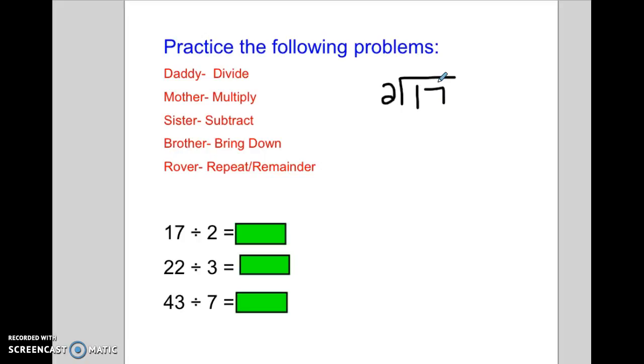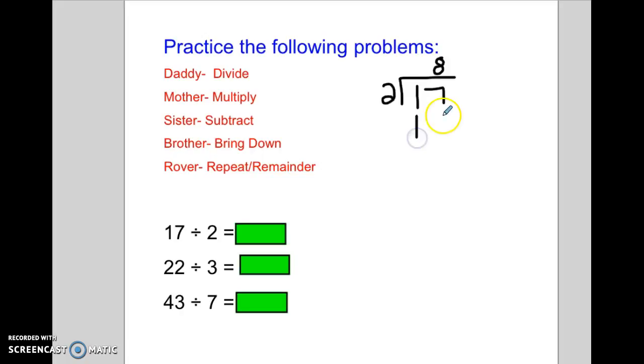Well, I know that 2 times 7 is 14, and I know that 2 times 8 is 16, and I know that 2 times 9 is 18. So 2 times 9 is too big, so I'm going to go with 2 times 8. So I divided. Now I get to do the mother step. I get to multiply. 2 times 8 is 16.